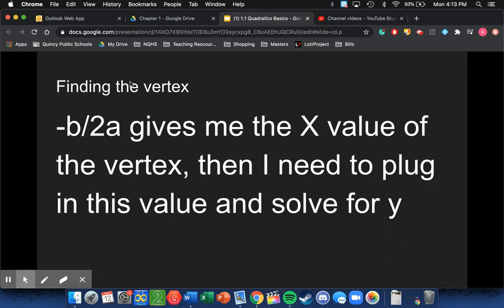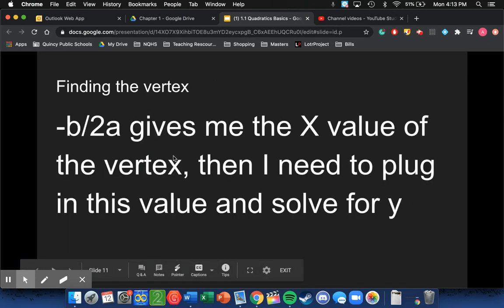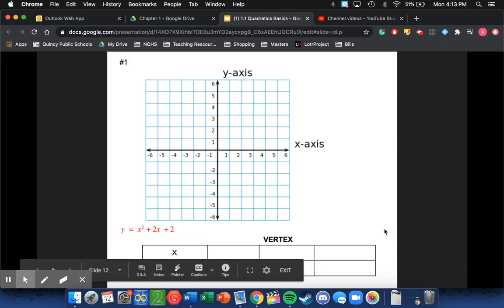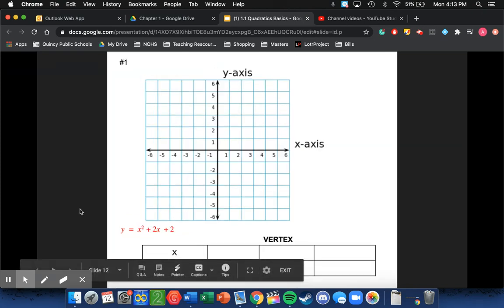We can then use this information to find the vertex, because if negative b over 2a gives you the x value of the vertex, because it has to be somewhere on this line, right? See, here's the vertex, it has to be on the dashed line. Then I can just plug that value in, and that's how I can solve for y. So let's start actually doing that and see how this works, okay?